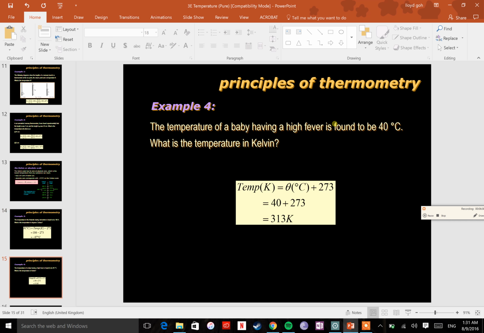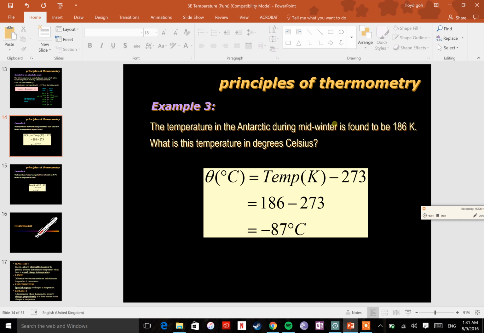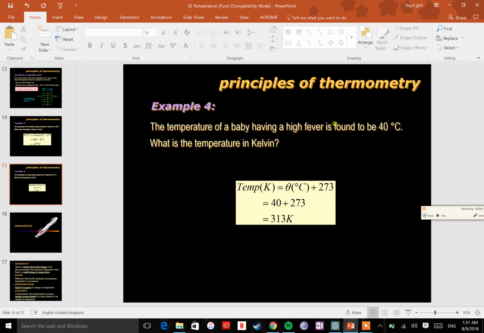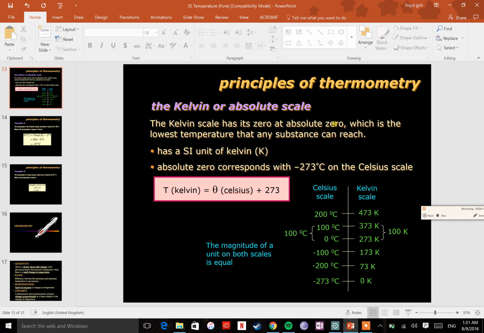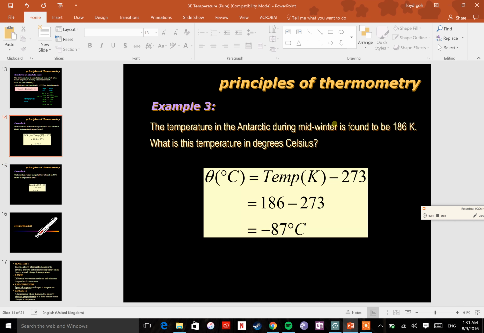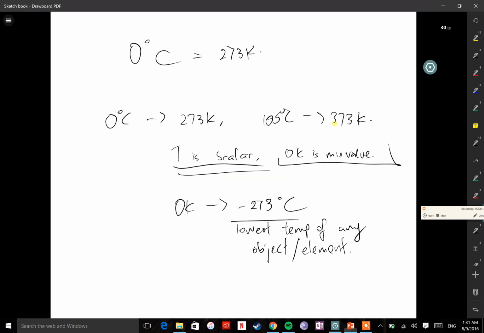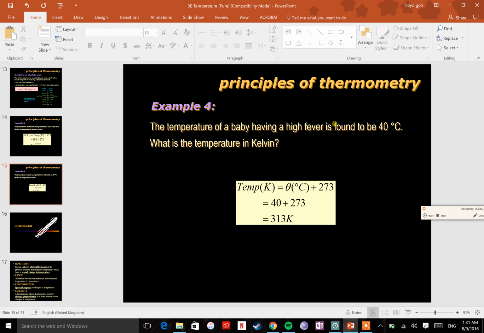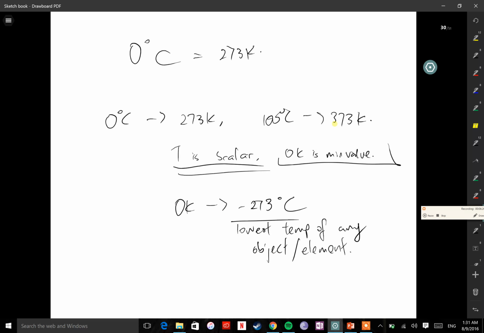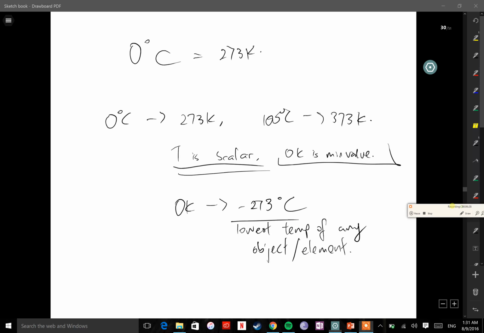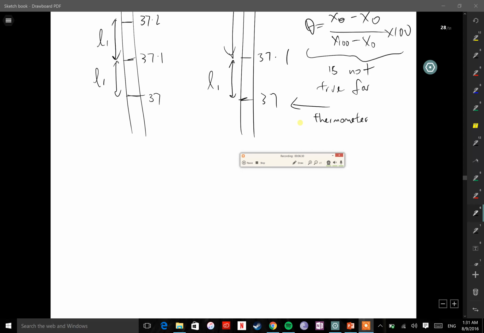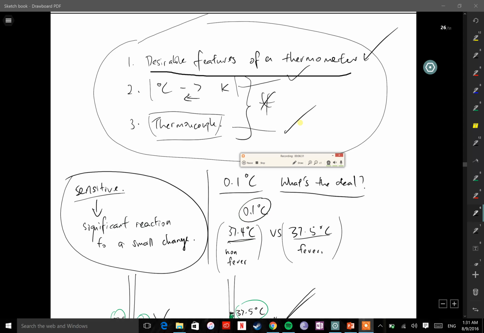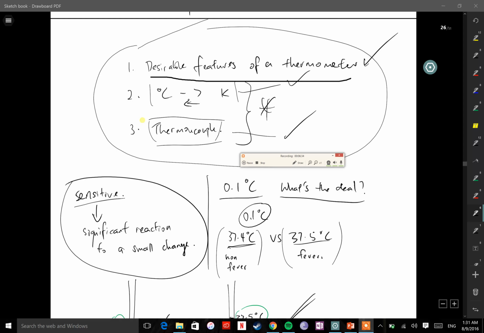It's pretty straightforward. Do try example 3 and example 4. Before you try them, you may want to pause the video and try first before you look at the answer. So that's it for this part of the video. I'll stop here. In the next video we'll be looking at the workings of a thermocouple, which is the third objective of this entire chapter.